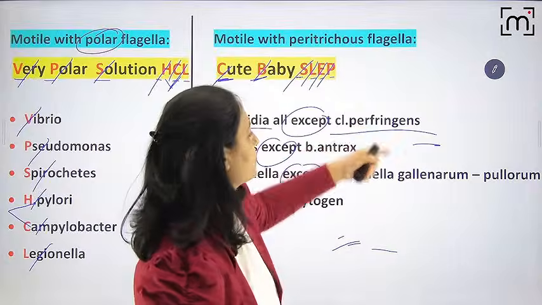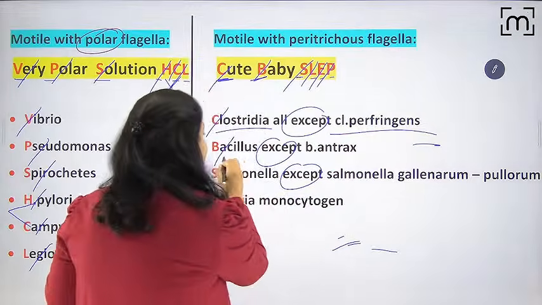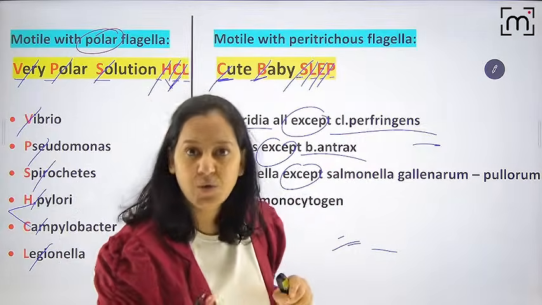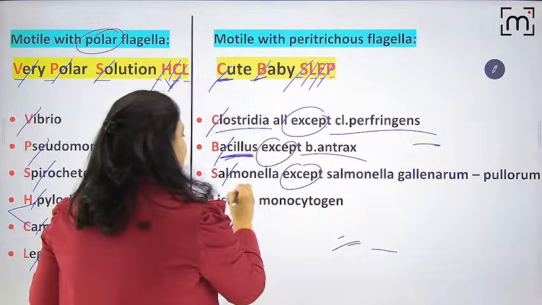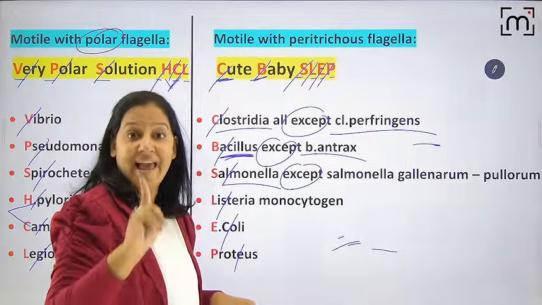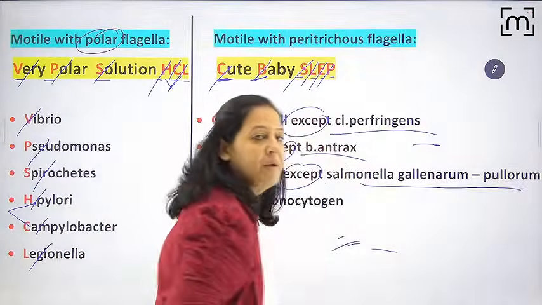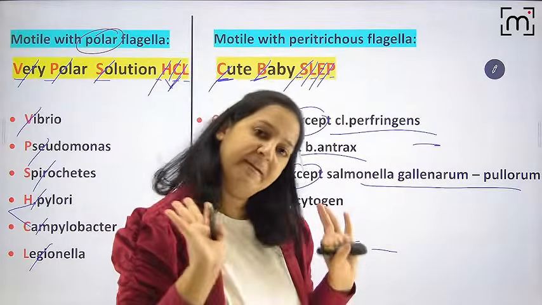The Raja in Clostridium is Clostridium perfringens. All Bacillus are motile except the king. Who's the king? Anthrax. Rest all will move. And Salmonella. All Salmonella are motile except one. Gallinarum and Pullorum. Gallinarum, Pullorum is not the king, but that is immotile.